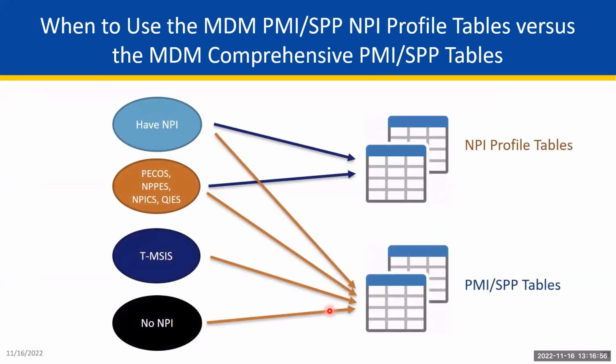So now we learned about what the PMI SPP tables are and what the NPI profile tables are. Now, how and when to use comprehensive PMI tables versus NPI profile tables. If you have an NPI and are looking for a provider which is present in Medicare or NPS data, then you can directly go to our NPI profile tables. And in case there are providers where there is no NPI, or if you have a CCN as a source or any thin information, or in case of atypical providers where there is no NPI, then the PMI SPP table is the right table to get the information.